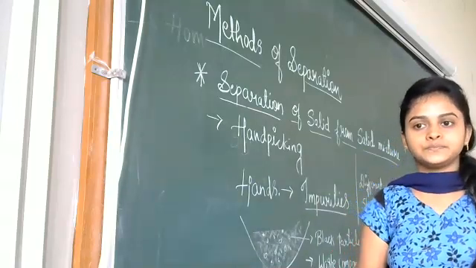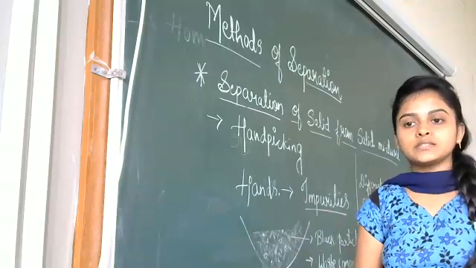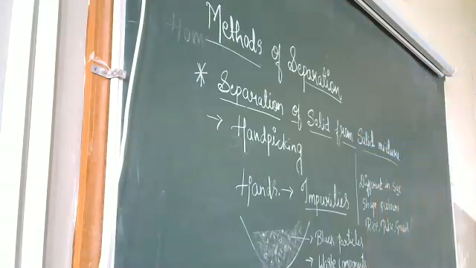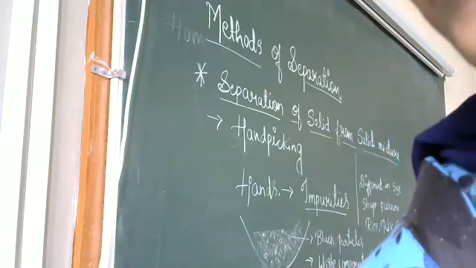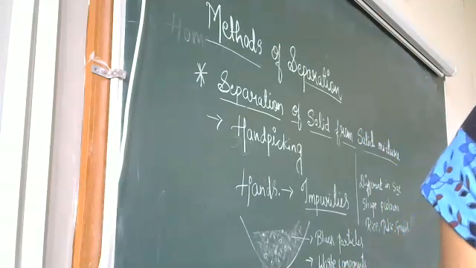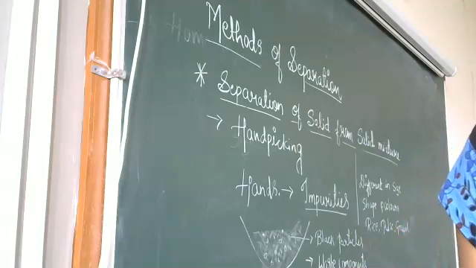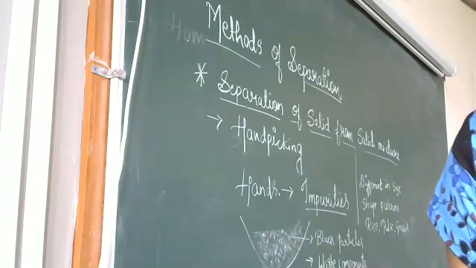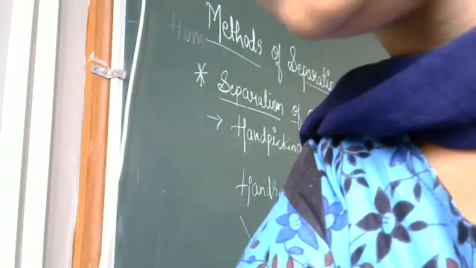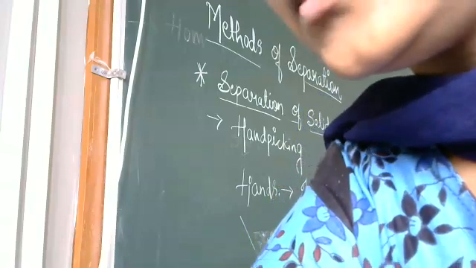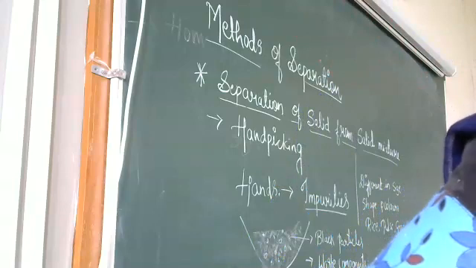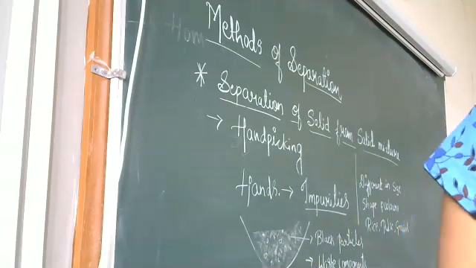Understood, students? No doubt in the hand picking process? Okay. Are you able to see that presentation? Here in this presentation you can see how that person is removing unwanted things from that rice. Are you able to see that? Okay, very good. Have you ever seen this?